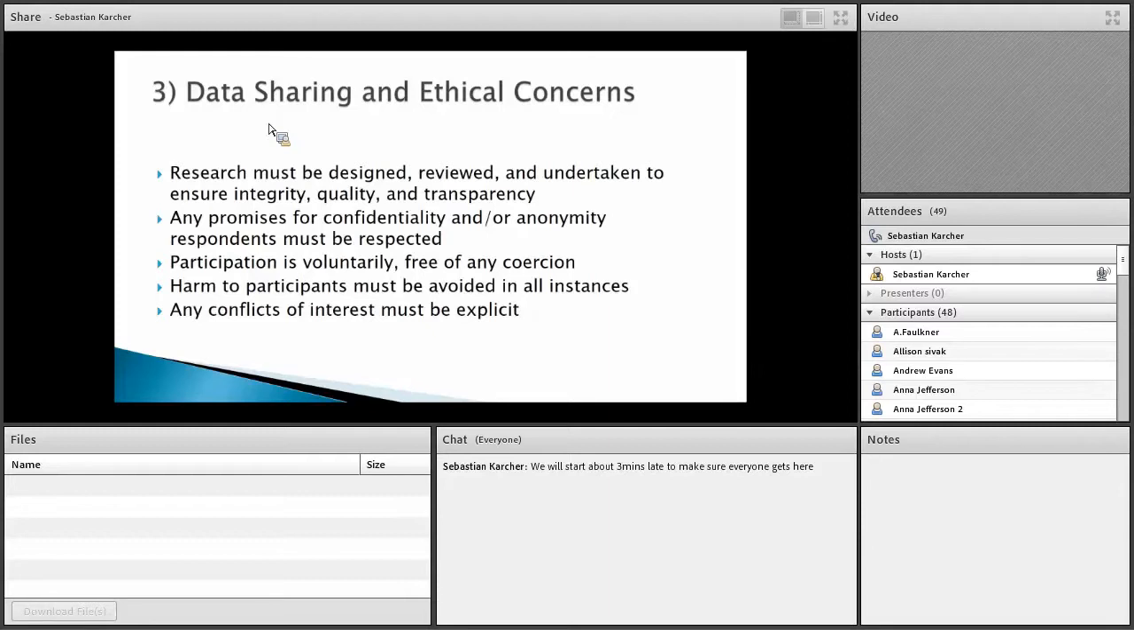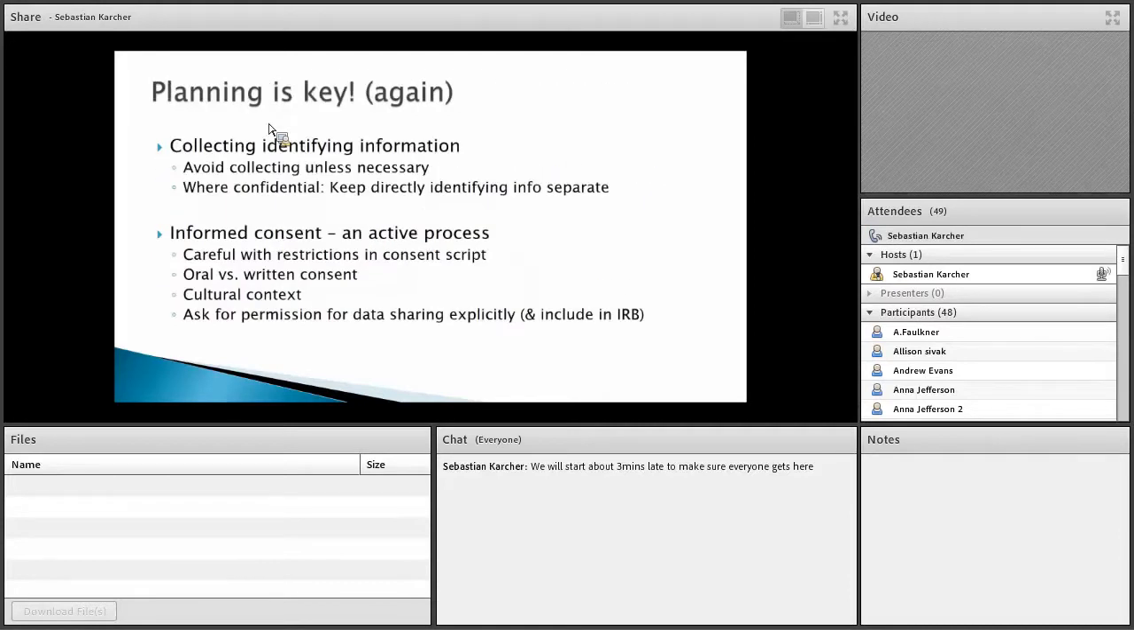Promises of confidentiality and anonymity first should be thought about. Are they always necessary? To what degree are they necessary? But then once promised, they must be respected. Participation of the people that one is interviewing or interacting with in other forms must always be not just voluntary, but must be made clear to the participants that it is voluntary and free of any coercion. Harm to participants of any sort, even reputational harm, needs to be avoided, and conflicts of interest of the researcher must be made explicit so that that really ensures truly informed consent for the participant. For all of these things, having taken the time in advance to plan becomes critical.